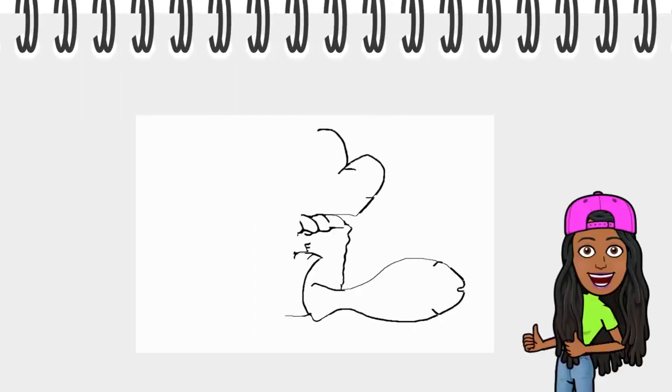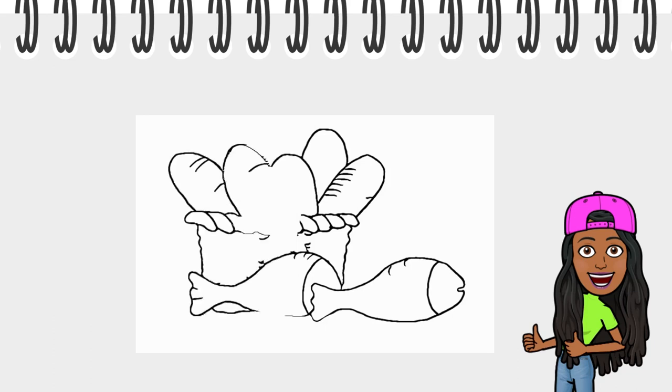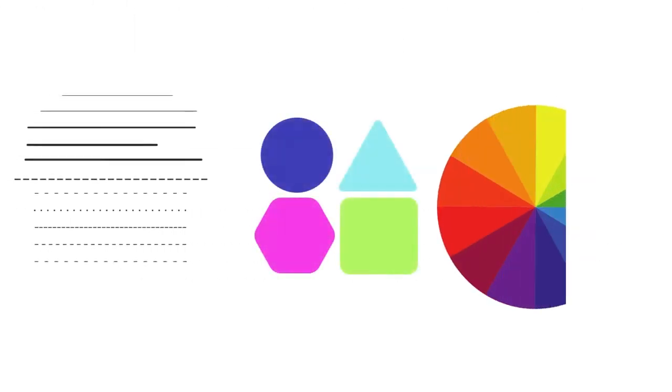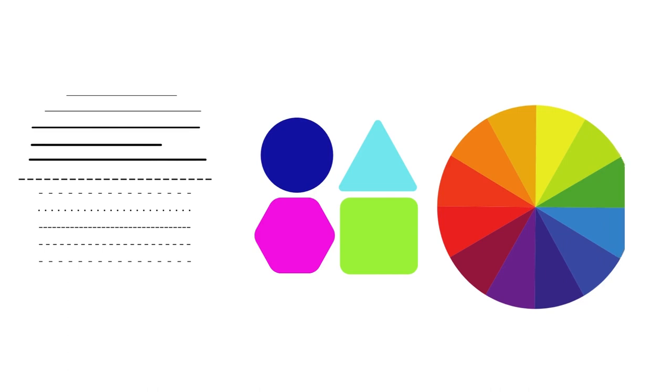Good composition is key to creating a visually appealing drawing. Consider the rule of thirds, the use of negative space, and the placement of figures and objects in the scene. You can also use lines, shapes, and colors to create a sense of balance and harmony in the drawing.